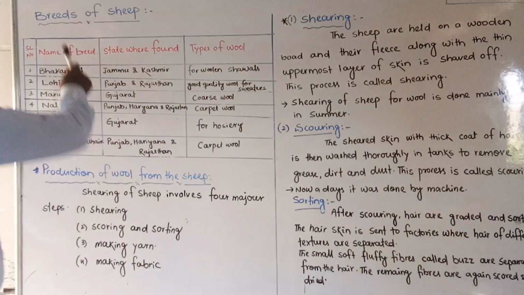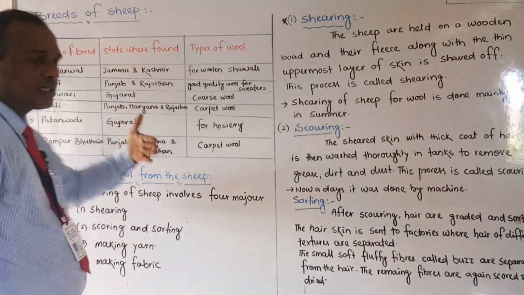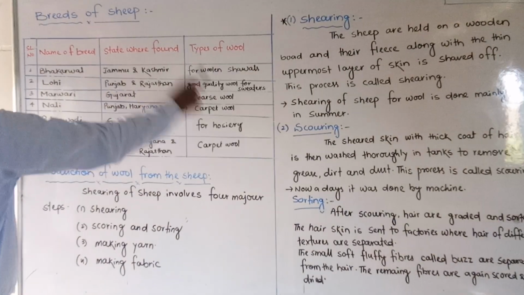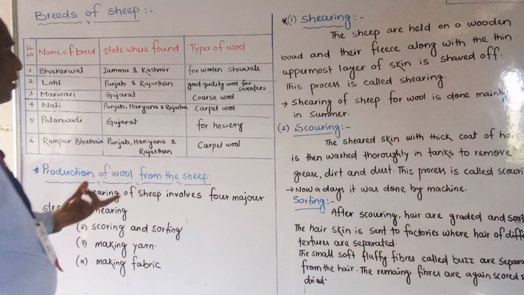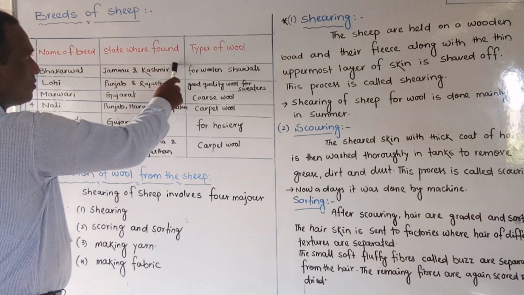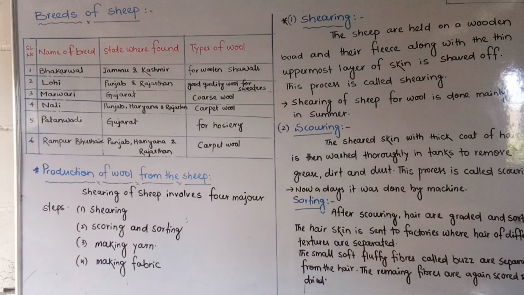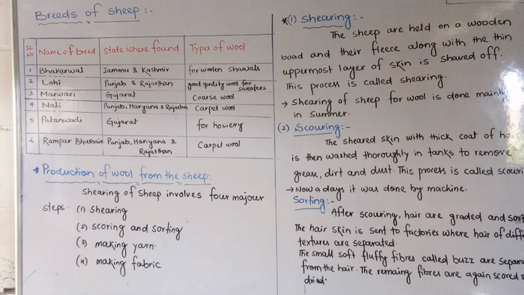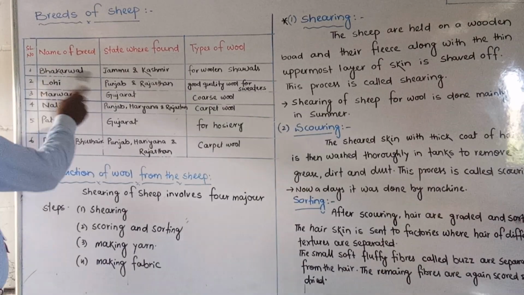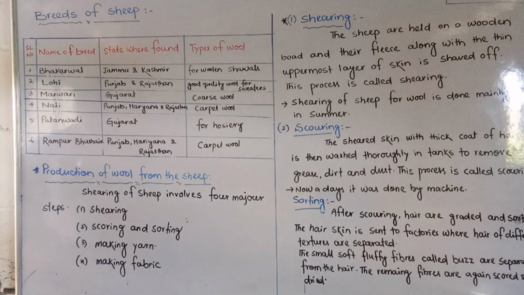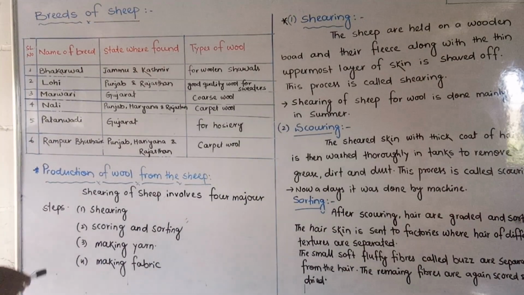First of all, what are the breeds of sheep? Breeds of sheep means the different types of sheep we get in India. Look here, students, I have written it in a table, and it is also available in your textbook. You can see the serial number, name of the breed, state where it is found, and type of wool we get from that sheep. The breeds are Bakrawal, Lohi, Marwari, Nali, Patanwadi, and Rampur Bushair. So there are 6 types of breeds.